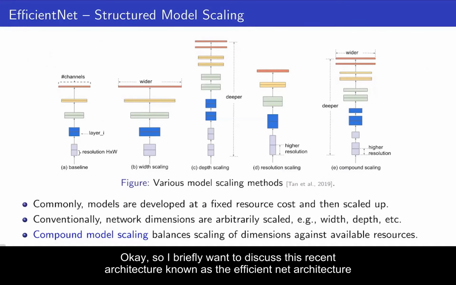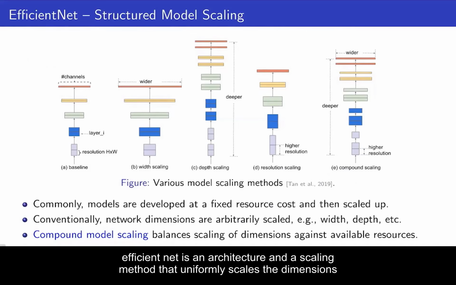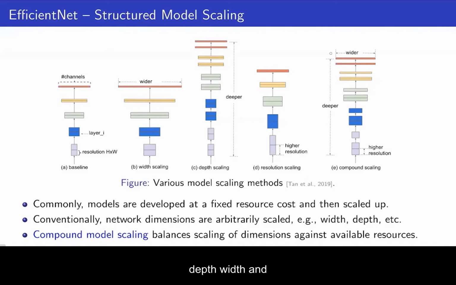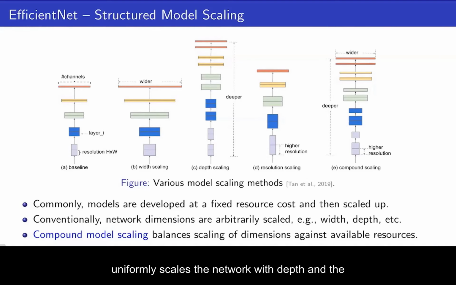Okay, so I briefly want to discuss this recent architecture known as the EfficientNet architecture, since it's very common to use today. EfficientNet is an architecture and a scaling method that uniformly scales the dimensions, depth, width, and the resolution using a compound coefficient. Unlike conventional practice that arbitrarily scales these factors, the EfficientNet scaling method uniformly scales the network width, depth, and the resolution using a fixed scaling coefficient.